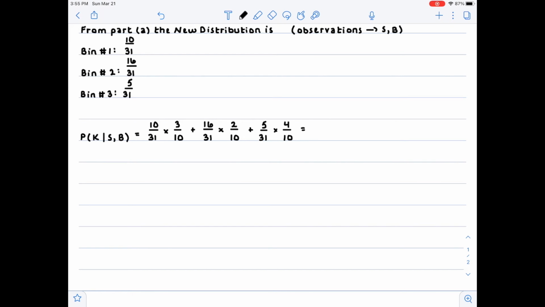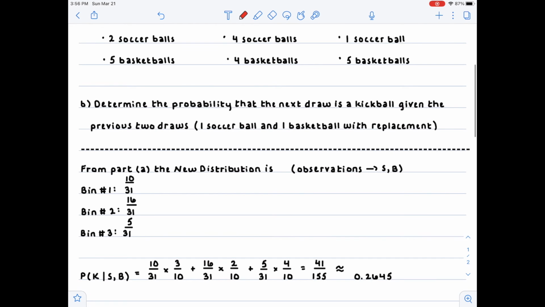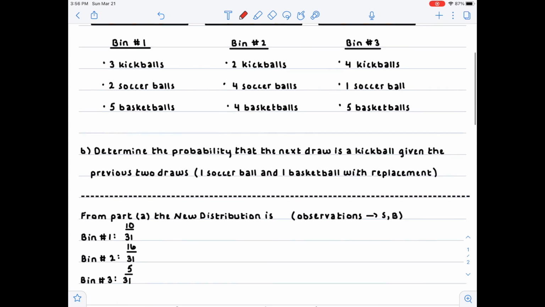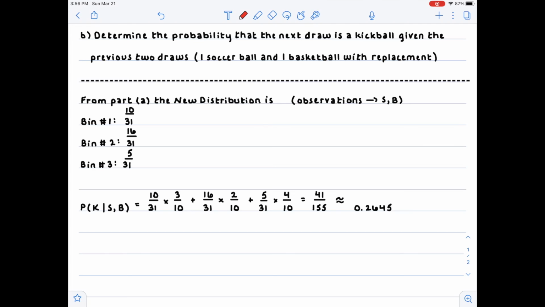Now if you put this all in your calculator, you get the fraction of 41 over 155, or if you want to see this as a decimal, this is approximately 0.2645. So for part B, we used the information from part A about our new distribution, along with the information about how many kickballs were in each bin, to determine the probability of drawing a kickball on our next draw, given the observation of a soccer ball and a basketball on our first two draws. And from there, we were able to determine that the probability is 41 over 155, or about 0.2645.